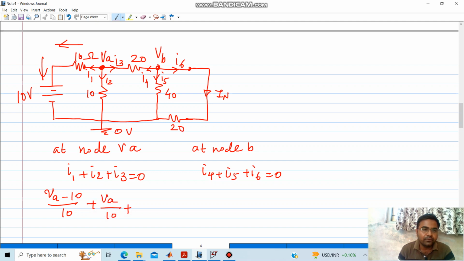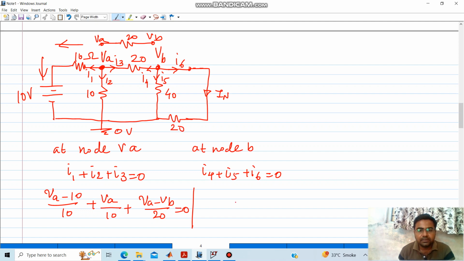And I3 is VA minus VB, because see this resistor is having two points, one is VA, other is VB, and 20 ohm resistor. That would be VA minus VB over 20, which will be equal to 0. So that is for node A. For node B, I4 would be VB minus VA upon 20 plus VB minus 0 upon 40 plus VB minus 0 upon 20.